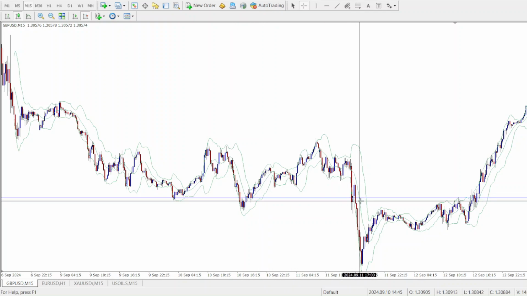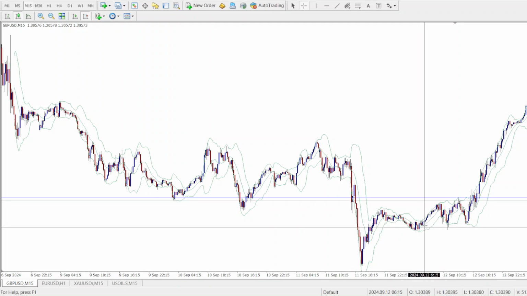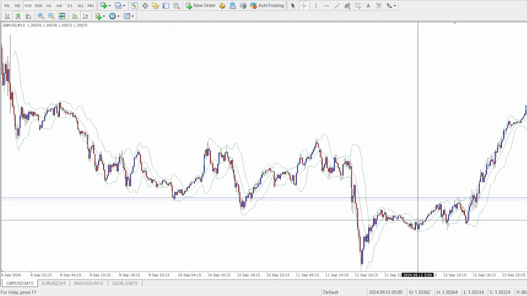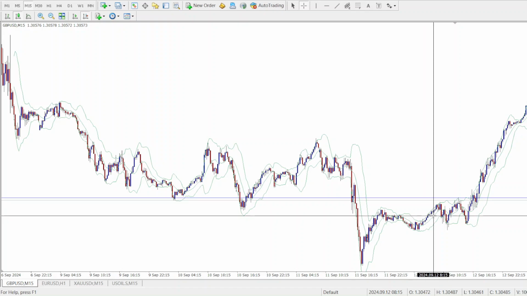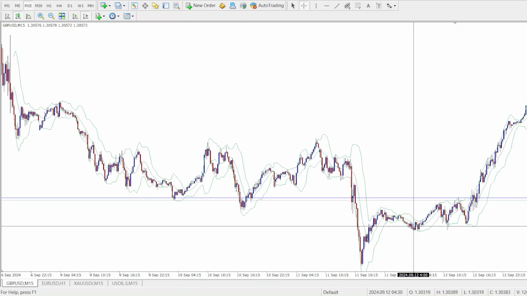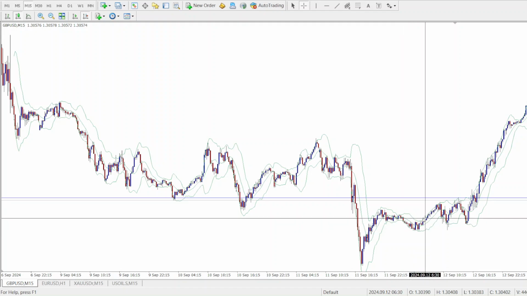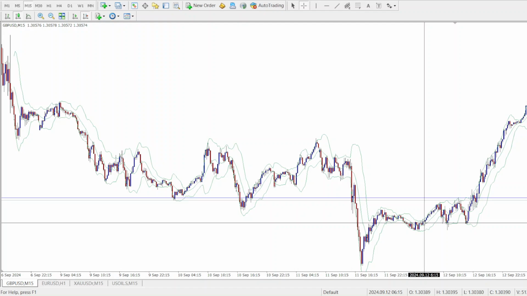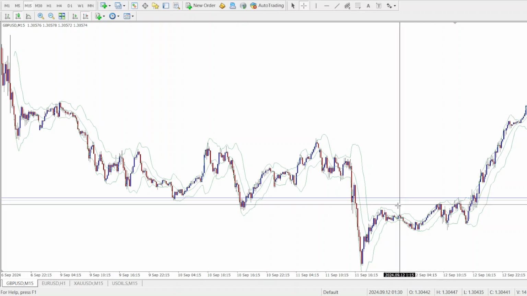Then when you have the bands squeezing, when the bands come close together, it indicates low volatility. This often precedes a breakout. So you might want to look for a price move away from the bands after the squeeze. See, after the squeeze, you can see the price began to go up. That can now serve as your entry signal. You can just enter after the price begins to go up.